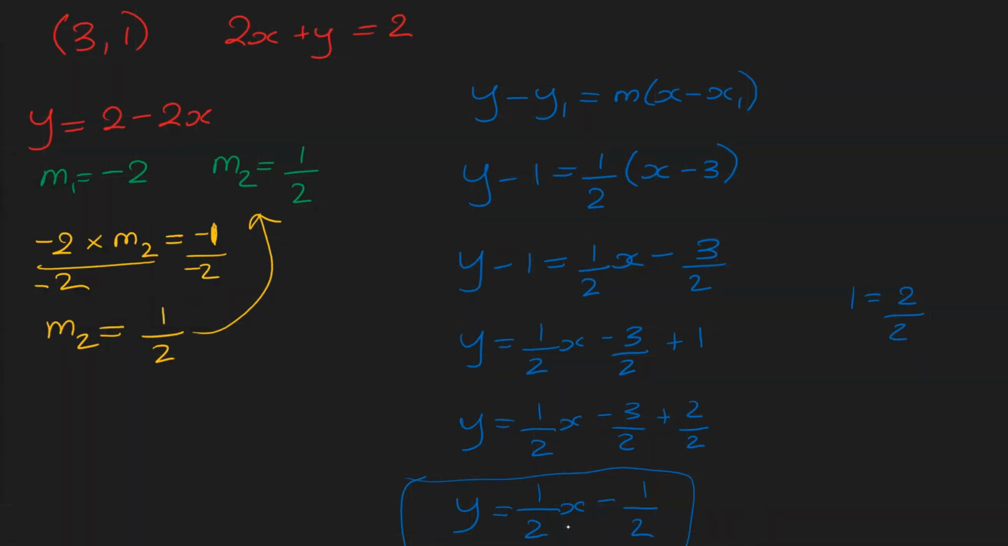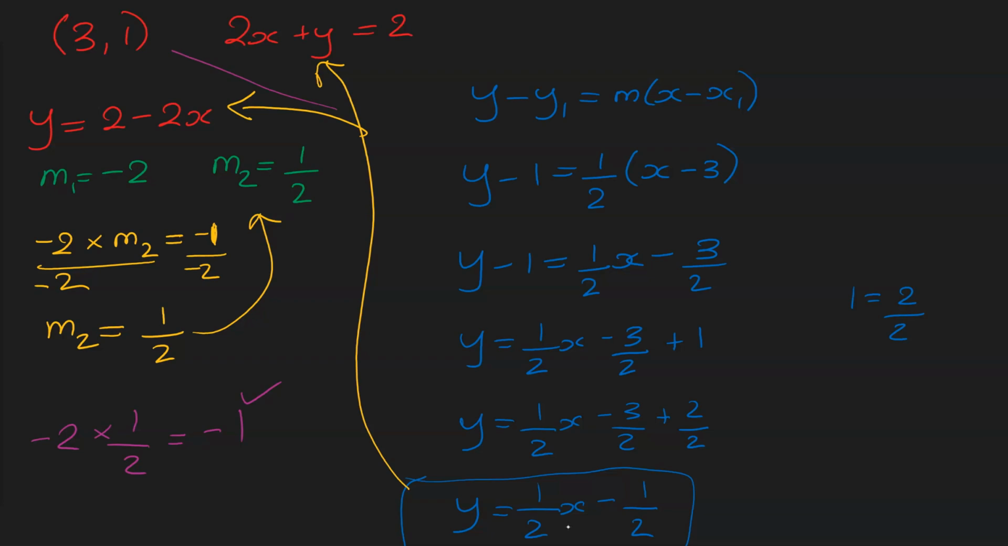So this is perpendicular to that equation right there, because we have satisfied that -2 times 1/2 is equal to -1. We've satisfied that condition, and we have determined that this equation is perpendicular to that, and it passes through the point (3, 1). Hopefully that helps, guys, and now you can find equations of perpendicular lines and also prove whether lines are perpendicular or not.